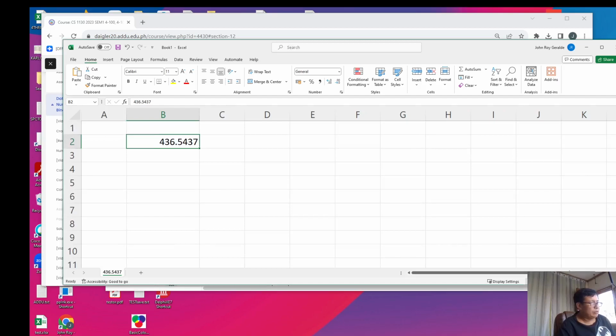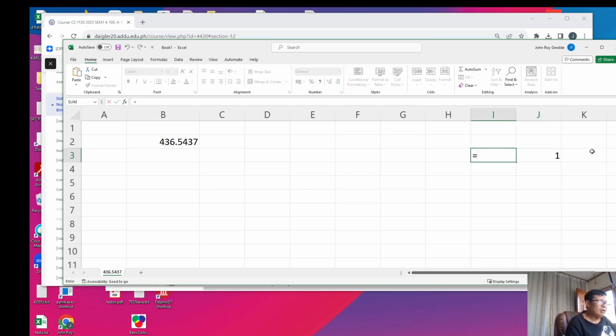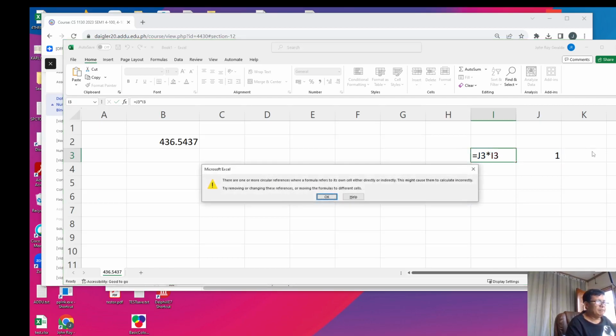In this example, we will be converting the value 436.547 from decimal into binary. So right away, we will construct our binary series by dividing the number 1 by 2 continuously.